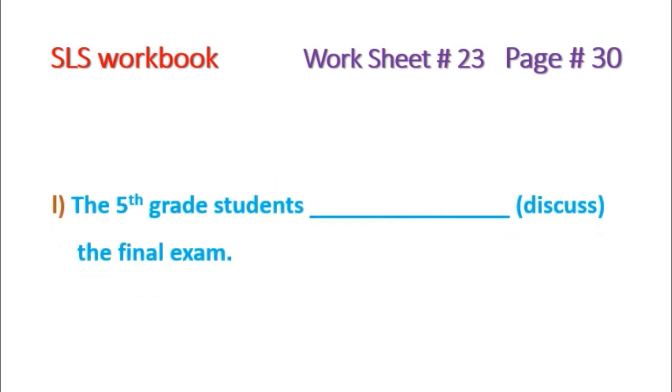Last part, L part. The fifth grade students dash discuss the final exams. Discuss verb is given in the bracket. The fifth grade students, yes, it's plural. For plural, which helping verb will be used? Well done, students. It's were. Discuss plus ing. Discussing. Spellings of discussing. D-I-S-C-U-S-S-I-N-G. Your answer will be were discussing.